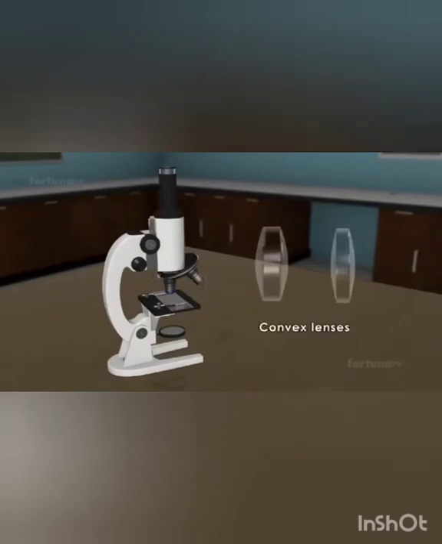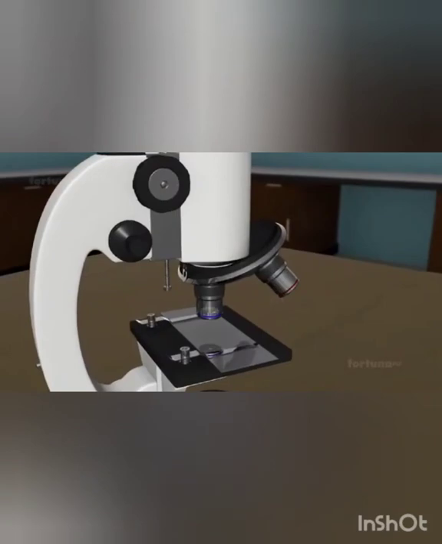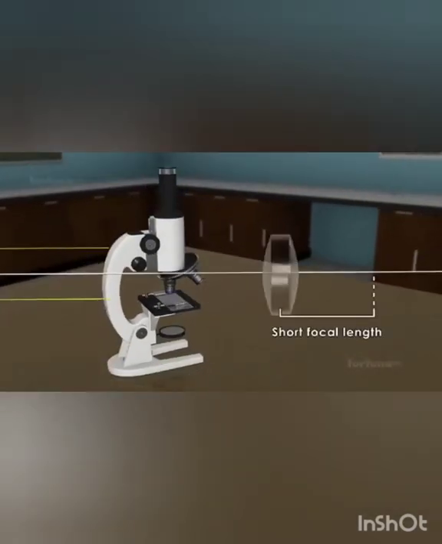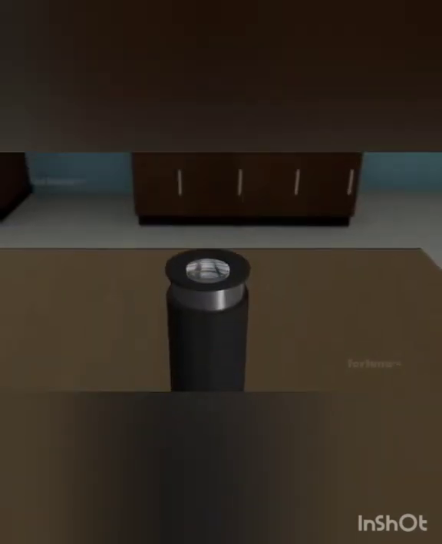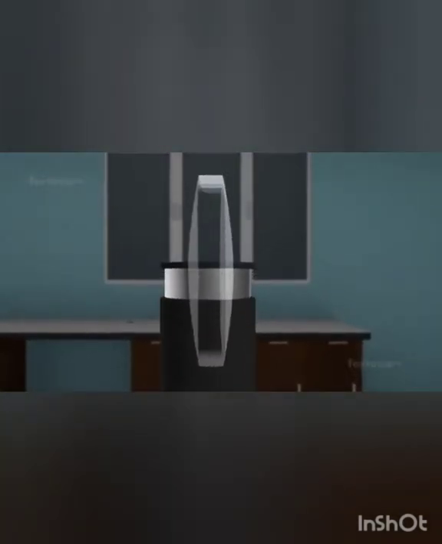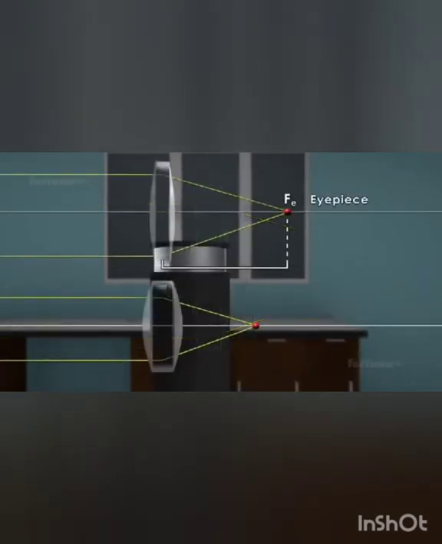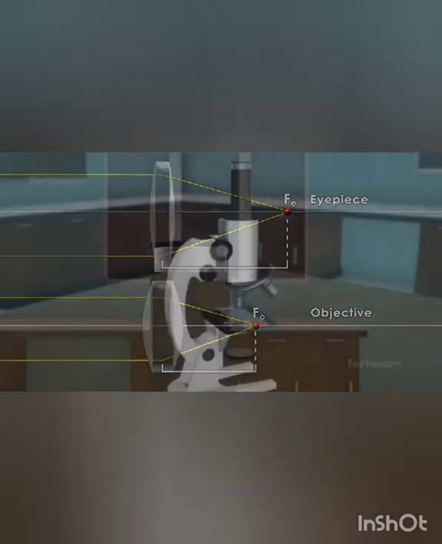Now the lenses are convex with different focal lengths. The lens closer to the object is the objective and has a short focal length, usually below 1 centimeter. The lens closer to the eye is the eyepiece, which has a longer focal length. So the upper lens is the eyepiece and the lower lens is the objective.